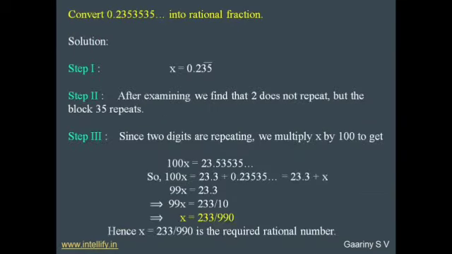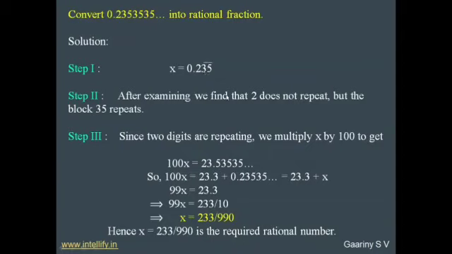Let us see with an example. Convert 0.2353535 etc. Here only 35 gets repeated and not 2. So this is called mixed recurring decimal into the rational fraction. So the first step is the usual one, x is equal to the given mixed recurring decimal 0.235, where 35 only has the bar since 35 gets repeated.